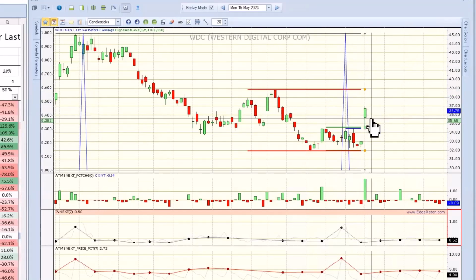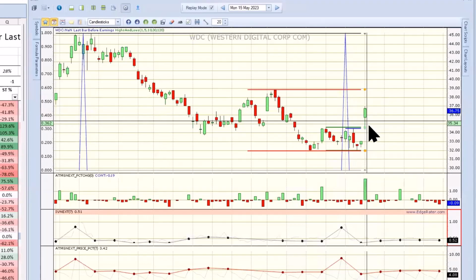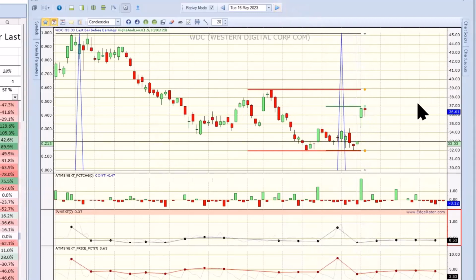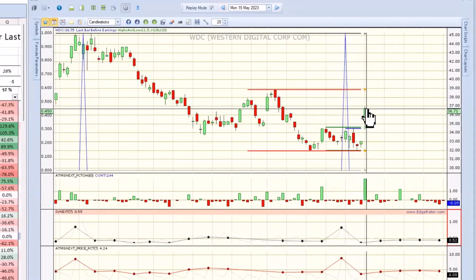Maybe this represents a good long trade. Okay, so you've got to think about, is that a long trade? Where would you place your stops? Where would you place your entry point? But with EdgeRater, what you can do is play this forward and see what happened. So for me, let's just go back. Okay, so this was a breakthrough of these levels.